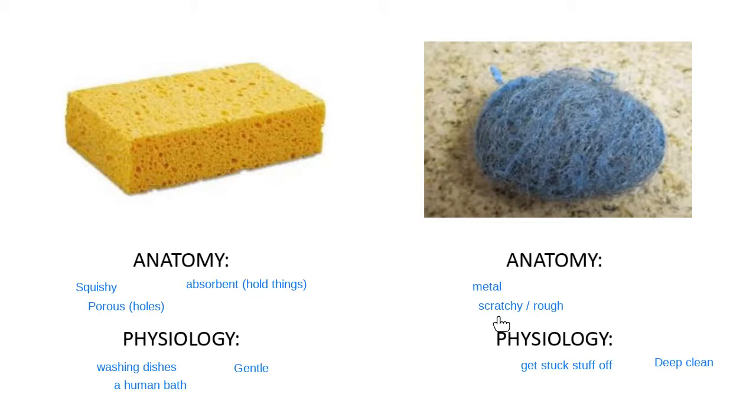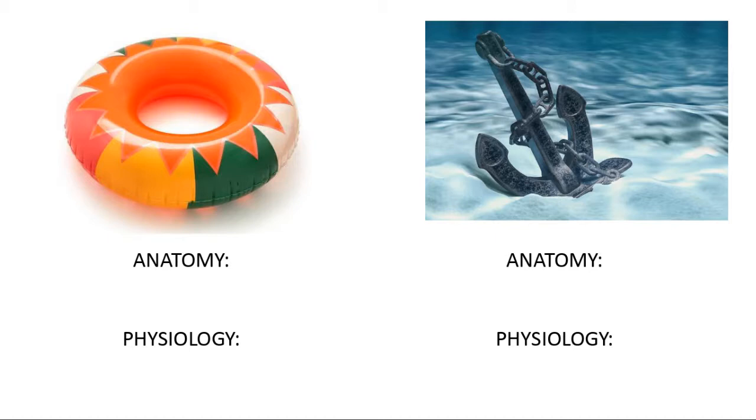So first example, anatomy versus physiology. These two things I can use to clean stuff. Another example that we did with our groups of anatomy versus physiology. Over here on the left, I have an inner tube. Over here on the right, I have an anchor. When we talk about these two things, these are both things that could be used in the water, but they're made out of very different things, which makes them do very different jobs.